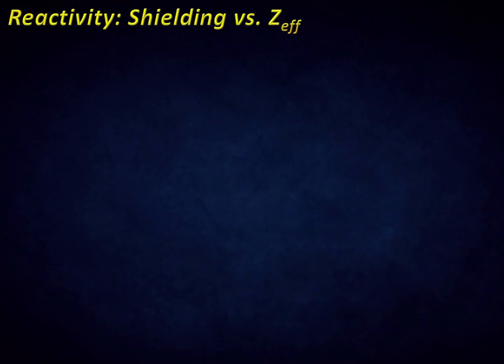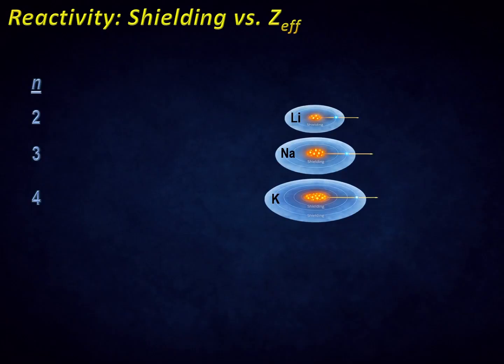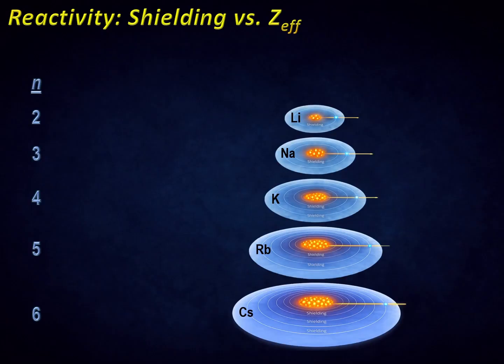Let's look at how shielding and increasing effective nuclear charge affect the reactivity of the alkali metals. As we move down the alkali metals, something important changes. Each element adds another energy level. That means the valence electron is farther from the nucleus, and there are more inner electrons in between. Those inner electrons create shielding.